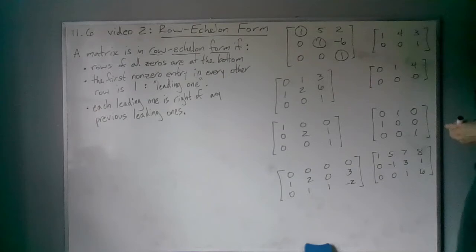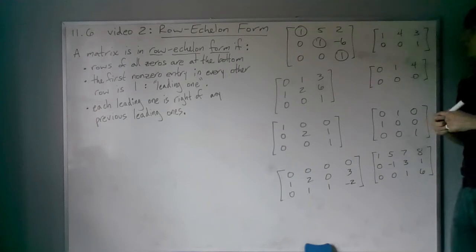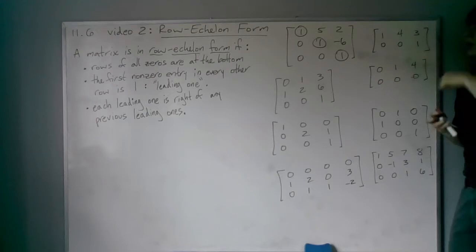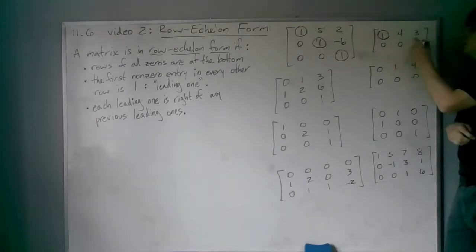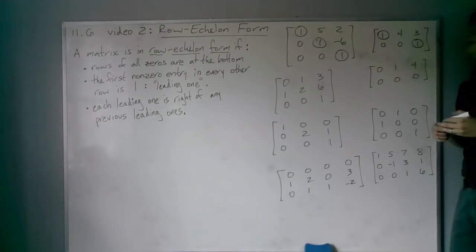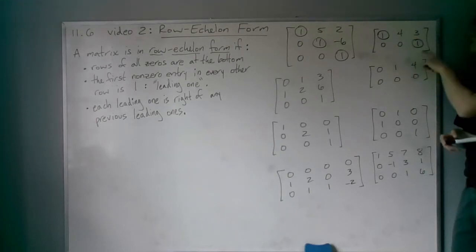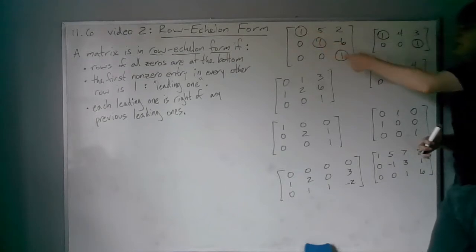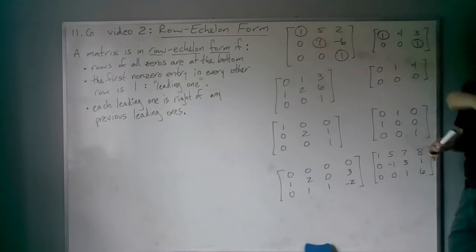Second one. Rows of zeros are at the bottom. There are no rows of zeros. This is a row with some zeros, but it's not a row of all zeros. The first non-zero entry in every row is 1. So 1 and 1. Yep, looks okay. And then each leading one is to the right of any previous leading ones. So yes, they are marching in order. They don't have to be exactly diagonal from each other. They could be over quite a ways. That's totally fine as long as they're not out of order.